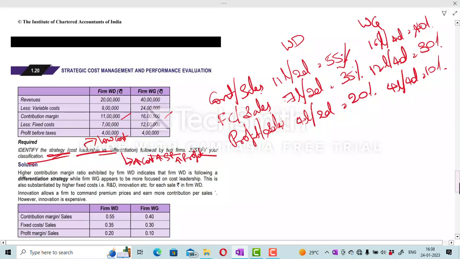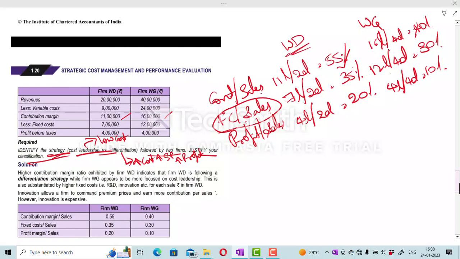How is it earned? By investing more in fixed cost. See, fixed cost investment is more in WD when compared to WG. So it means we are investing more in innovations. It will be done only in premium products. Profit is also high when compared to the WG.